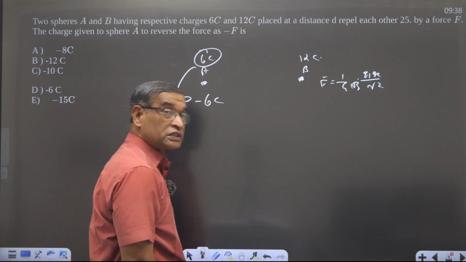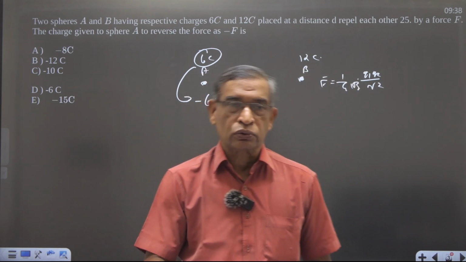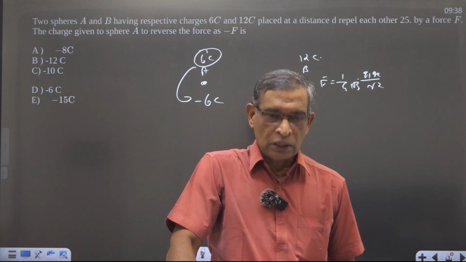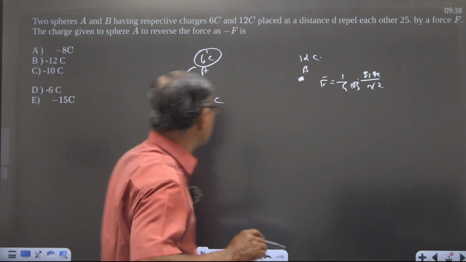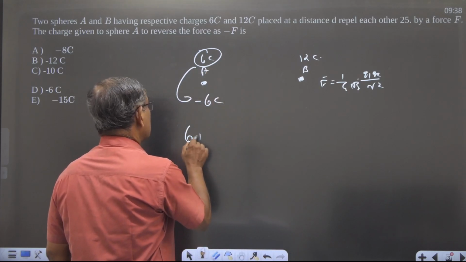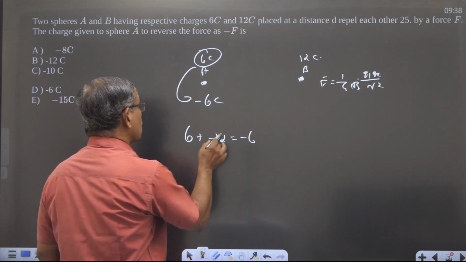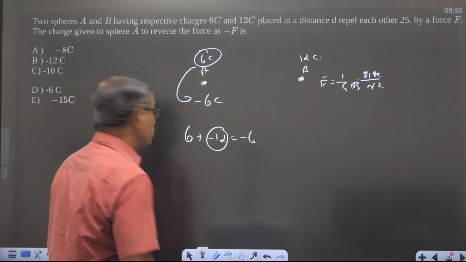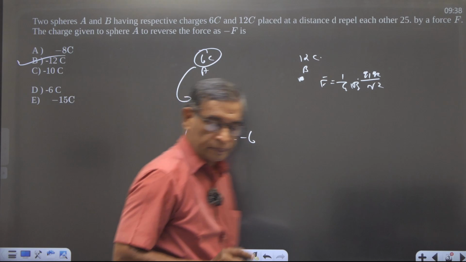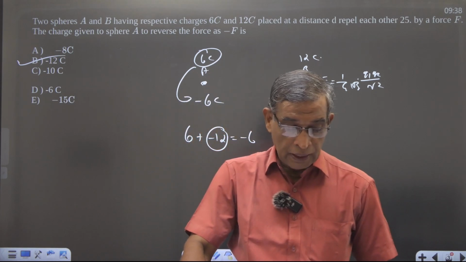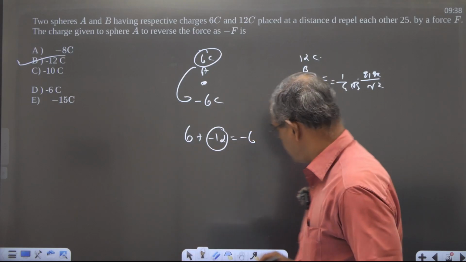For this, how much additional charge do we have to give to A? Definitely minus 12. 6 plus minus 12 is equal to minus 6. The additional charge that you have to give is equal to minus 12 coulomb. We shall go to our next question.